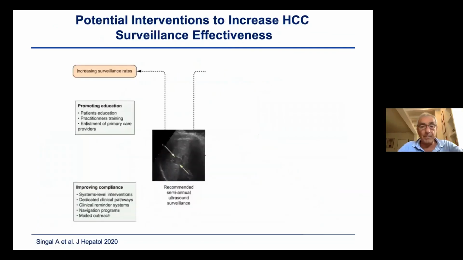So, Mr. Chairperson, let me finish my presentation with this cartoon that I derived from a nice paper of a big expert in screening, Amit Singhal, recently published in Journal of Hepatology. What we can do to increase effectiveness of surveillance, which is currently recommended at semi-annual ultrasound intervals. We could work trying to increase the surveillance rates. We should promote patients' education, practitioner training, and trying to have the primary care physician involved in this. In Italy, most of the surveillance is run at the hospital levels, and there is little activity in the community. We might try improving compliance, so with system-level interventions, dedicated clinical pathways, clinical reminder systems, navigator programs, and mailed outreach that proved to be very effective, mailing to patients.